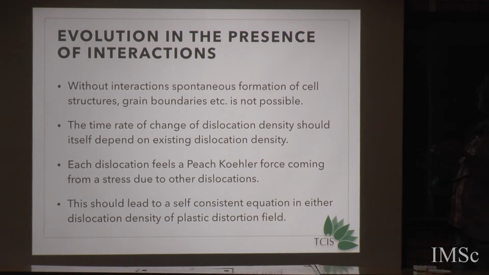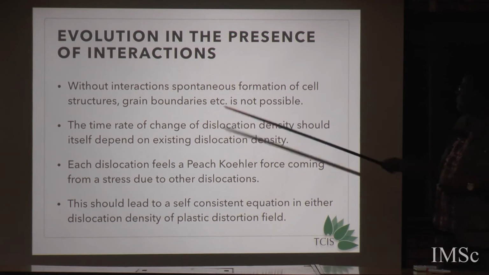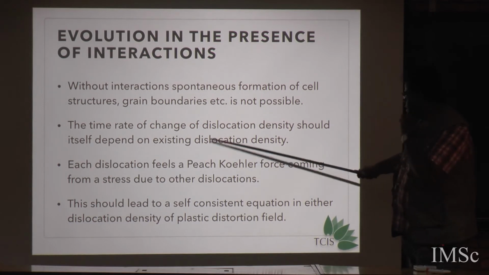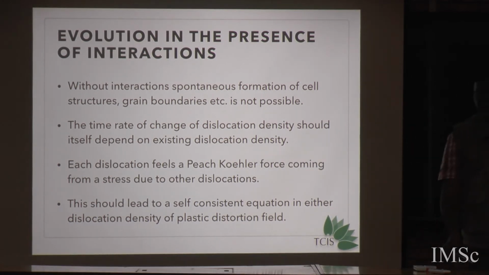Spontaneous grain boundaries and cell structures, these you cannot address using the non-interacting model. As soon as you put in interactions, then you don't have only the external stress, but you have internal stress. And this internal stress depends on the density of dislocations elsewhere. If you have a dislocation somewhere, it produces stress, and then that stress acts on dislocations at some other place. Okay? So this is how dislocations will interact, and this is the interaction that we have to take into account.